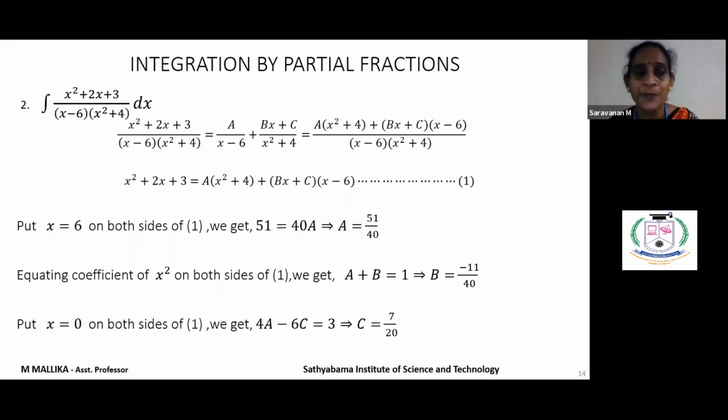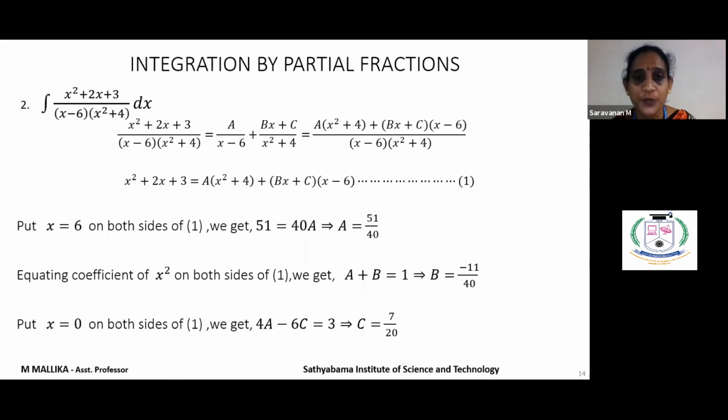As I told you, x square plus a square is a quadratic expression which cannot be expressed as a product of two linear factors. So the rule or the type is first a constant by the first linear factor, that is A by x minus 6, plus, since x square plus 4 is a quadratic expression which cannot be factorized, I have to introduce Bx plus C by x square plus 4.